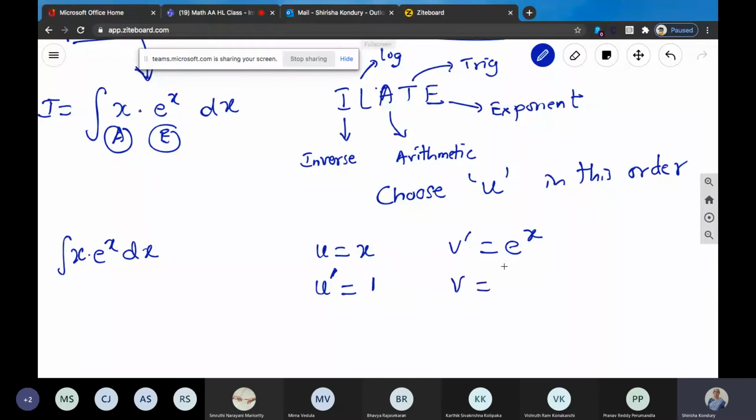What is the integral of v? E power x, ma'am. E power x only. Now let me rewrite everything in the formula. What does the formula say? Integral of u v dash is u into v. What is u? U is x. Ma'am, v would be plus c? Sorry, why did we not put c? No, I'm going to. I just didn't write it in that formula, but I will be using the integration constant, sure. But thank you for reminding that. So it's u into v minus integral of u dash into v.